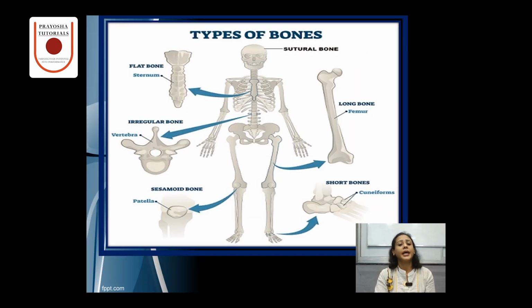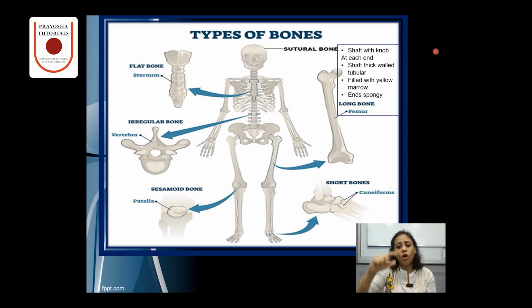Now let's see the different types of bones. Now based on the shape of the bone, we are having long bones. The long bone is a shaft with knob-like structures at the ends. Now they are filled with the yellow bone marrow in the center and the red bone marrow at the ends. So the red bone marrow is making it spongy and the compact yellow bone marrow is present in the center. Now the classic example for long bone is your femur, the thigh bone.